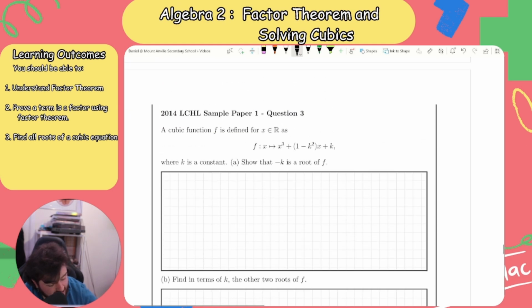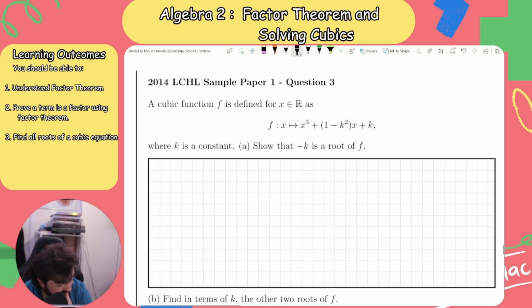Right, let's look at the last question here. This is from 2014. A cubic function f is defined for x an element of R as x cubed plus 1 minus k squared x plus k, where k is a constant. Show that minus k is a root.